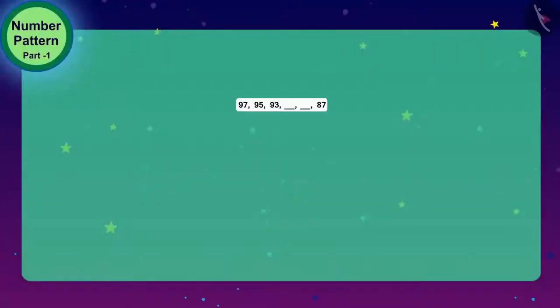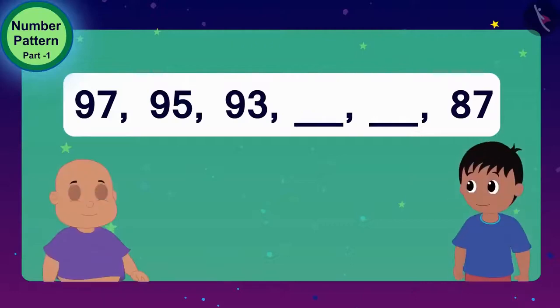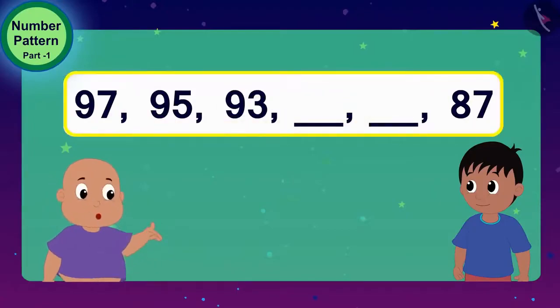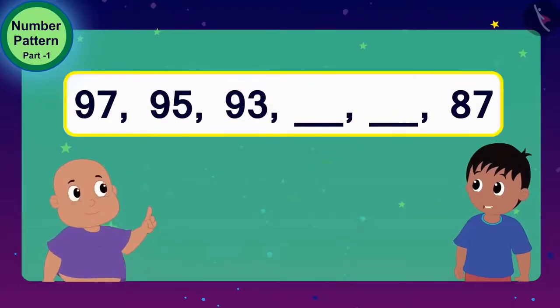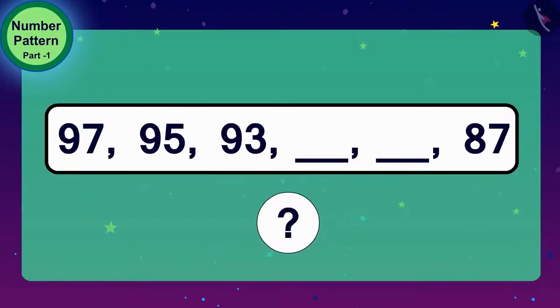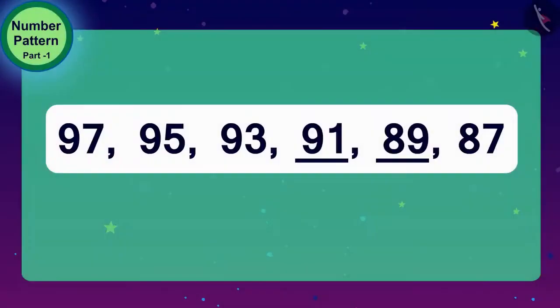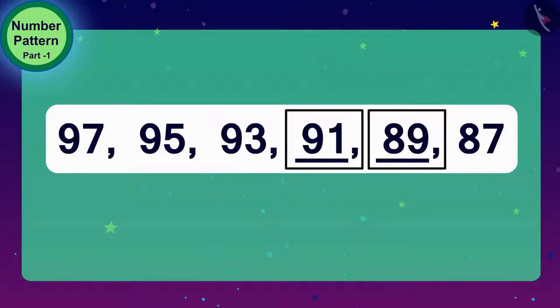The alien now showed his second puzzle to Raju and Bablu. Raju, this puzzle looks harder than the first puzzle. Yes, Bablu, let's find a solution together. Children, please also think what is the rule of this number pattern. If you wish, you can stop the video and think of the answer. Well done, children. You have got the right answer.